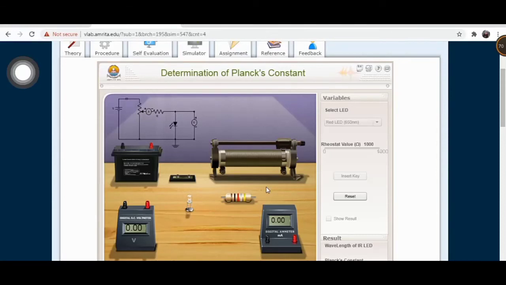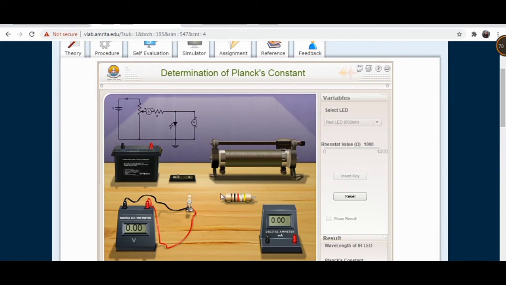Good morning. The topic of our experiment is to determine the value of Planck's constant h using an LED. In this figure, you can see the whole experimental setup. We have a rheostat, an LED, a voltmeter, and a milliammeter. We have also drawn a circuit diagram. Also, I am using a virtual lab.